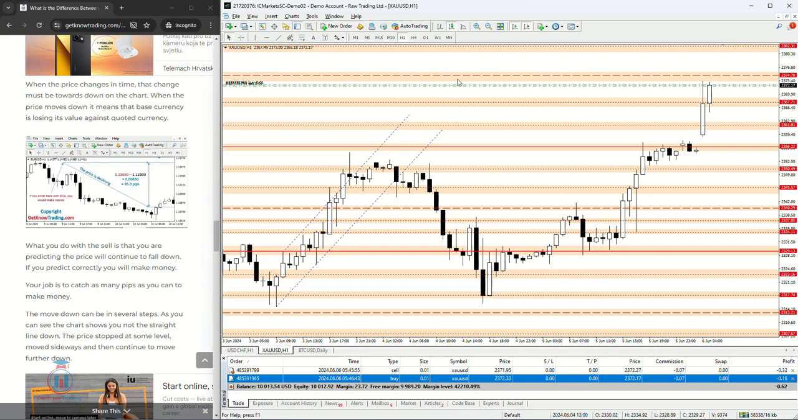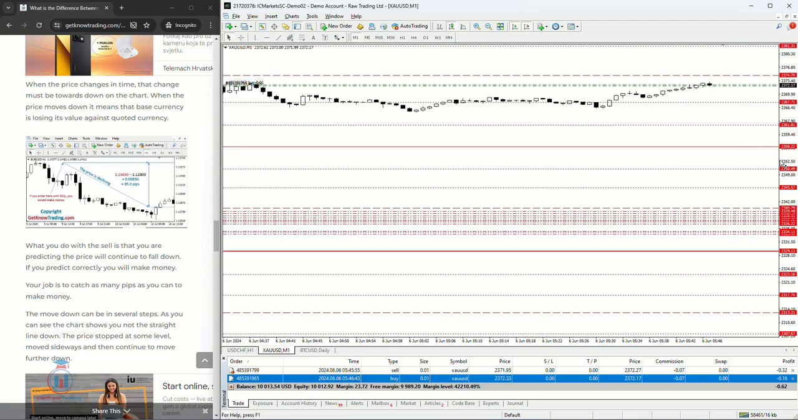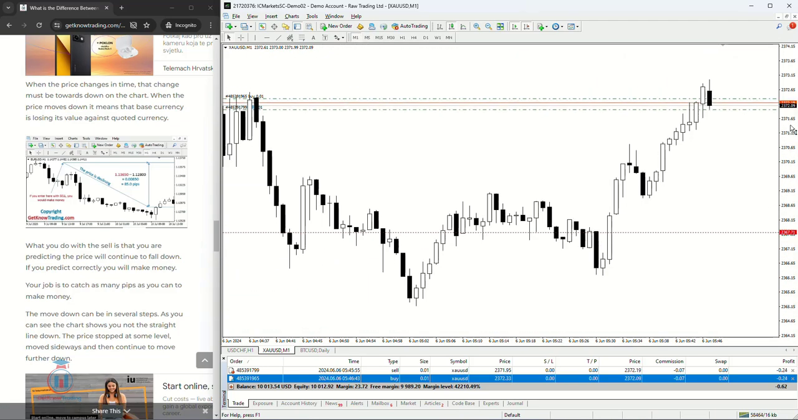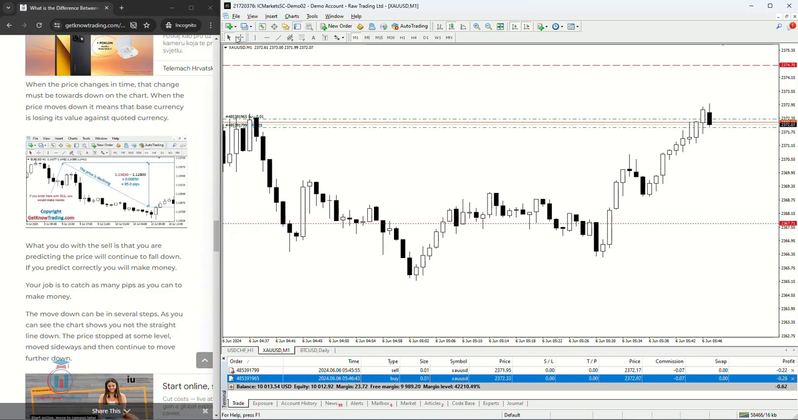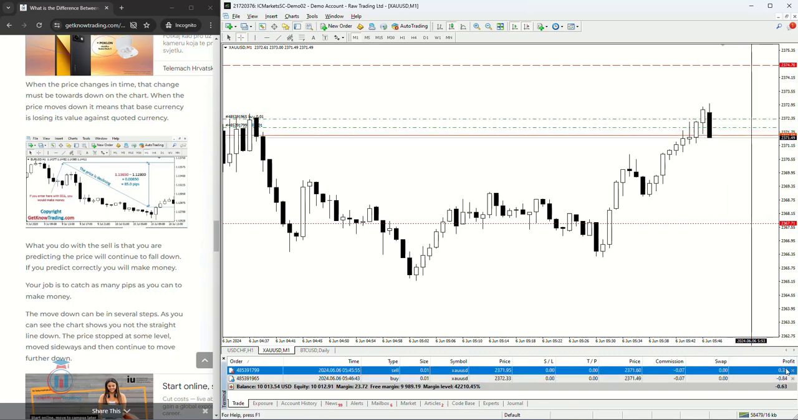I am in minus. If I go to the smallest time frame, let me see on the 1 minute time frame how this looks. You can see here much more clearly. We have a buy order and we have a sell order here. So the price has gone a little bit up, now it's moving down. Now you can see how the price changed.